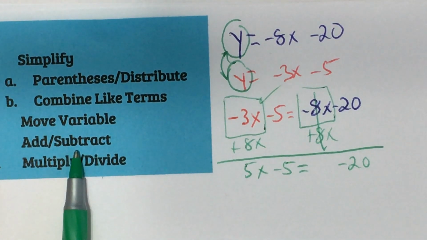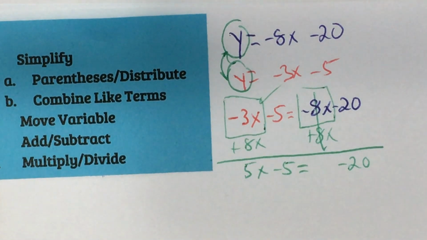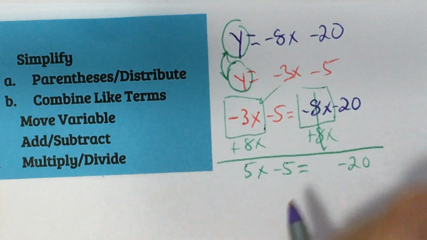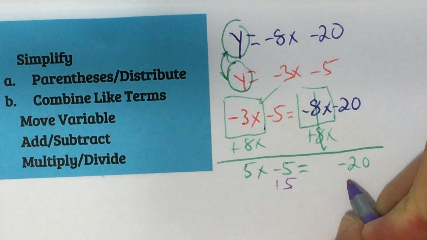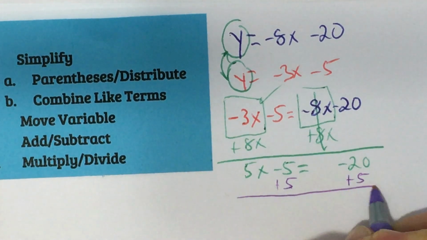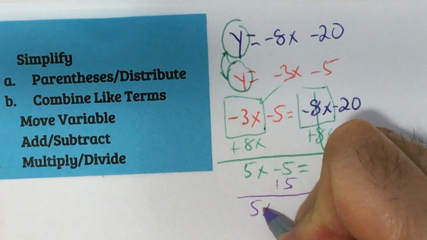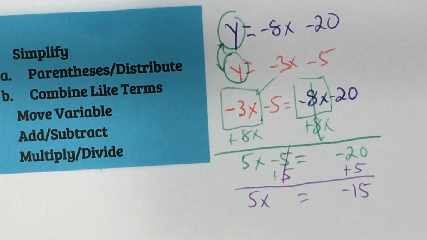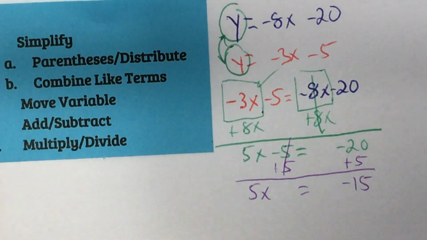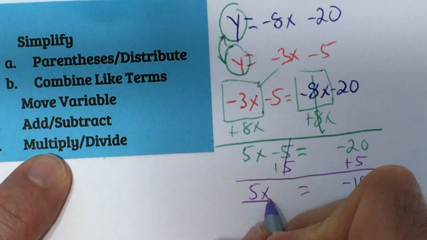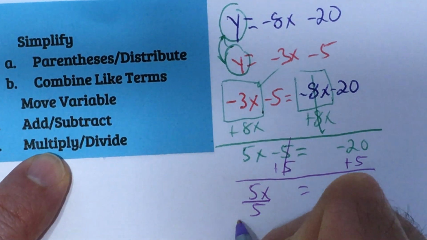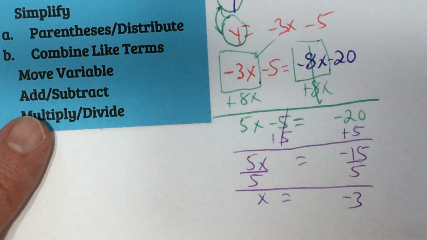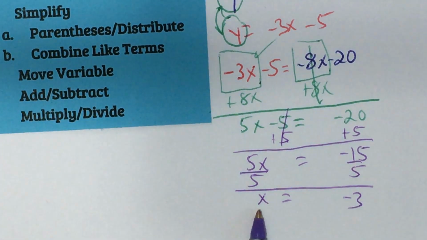Now I'm down here. Add, subtract, multiply, and divide. Well, I want to take care of my adding and subtracting. Remove my minus 5 by adding 5. Adding 5. 5x equals negative 15. And now I'm going to multiply and divide, by 5, by 5. x equals negative 3. Well, I found x.